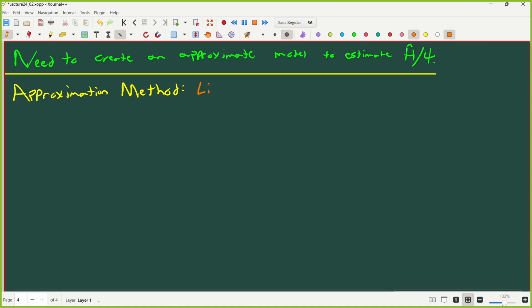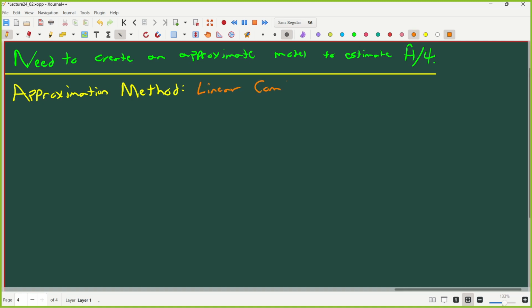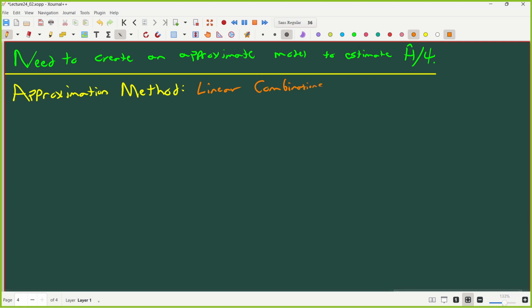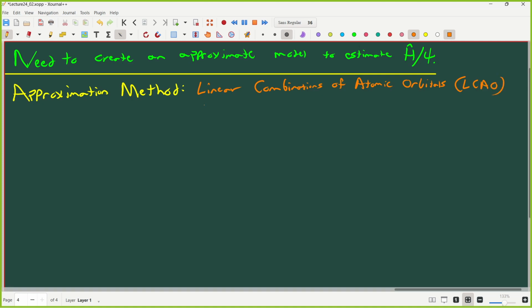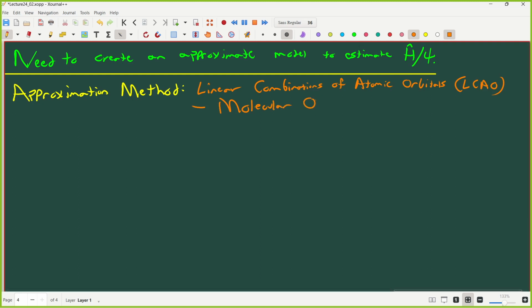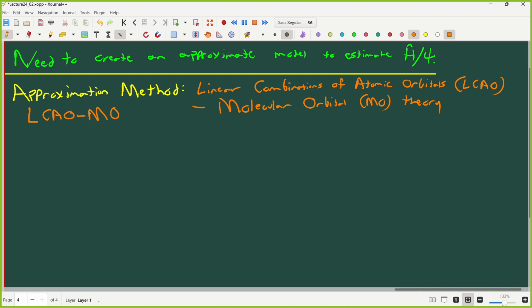is called linear combination of atomic orbitals, which we notate LCAO, dash molecular orbital theory. So this is often called LCAO-MO. All right? So what we're going to do is, literally, the title is very descriptive.